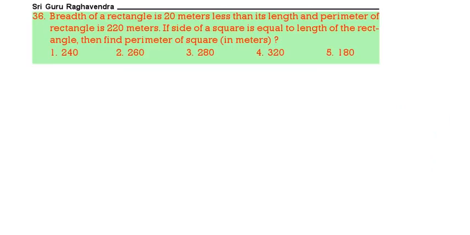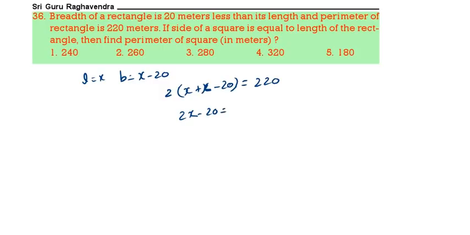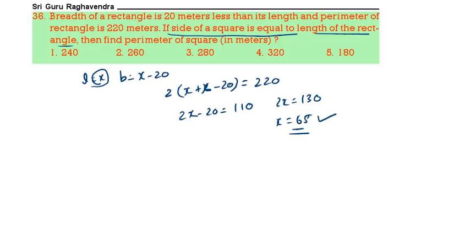The breadth of the rectangle is 20 meters less than the length. Perimeter of the rectangle is 220. So breadth is 20 meters less than length. Length x, breadth will be x minus 20. It is given 2 of x plus x minus 20 is equal to 220. Therefore 2x minus 20 is equal to 110, 2x is equal to 130, x value 65. If the side of the square is equal to the length of the rectangle, x is 65. Perimeter of the square is 4s, that is 4 into 65, that is 260. 260 is the correct answer.